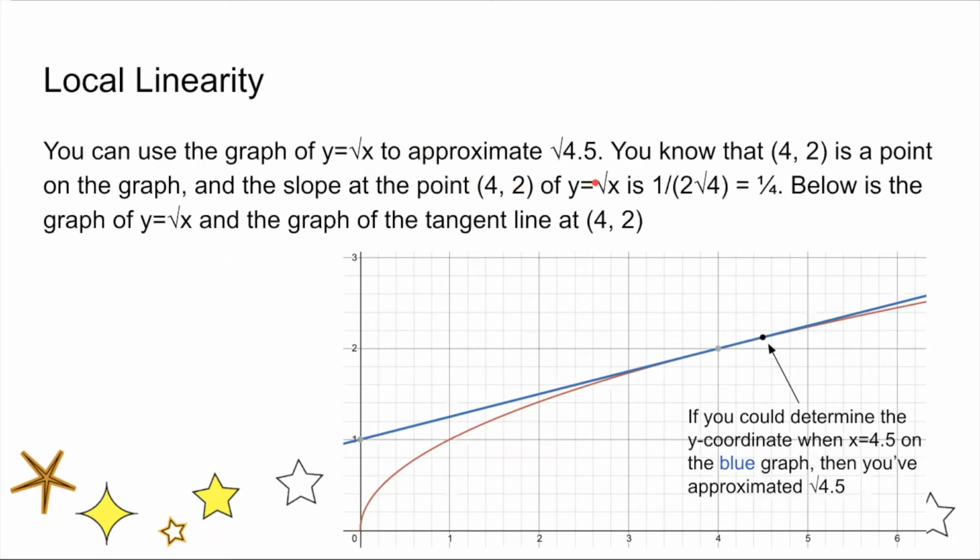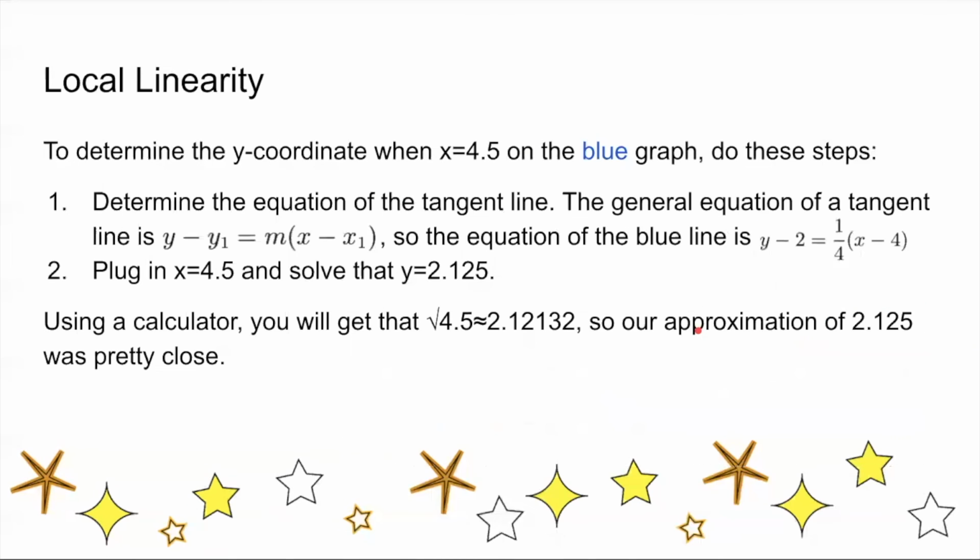So the derivative of the square root of x is 1 over 2 times the square root of x. And if you plug in x equals 4, you'll get that the slope at the point is 1 over 4. So here's a graph of y equals the square root of x and the graph of the tangent line. If you could determine the y coordinate when x equals 4.5 on the blue graph, all right, so that's this coordinate right over here, then you've approximated the square root of 4.5. So how could you do that?